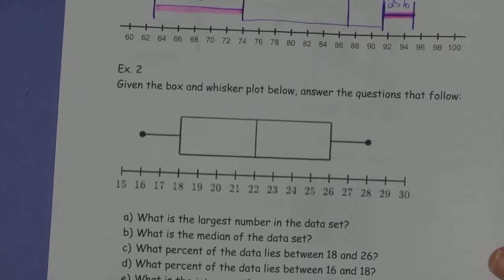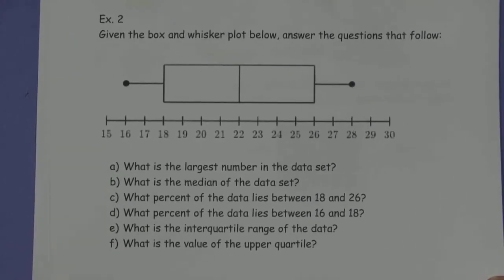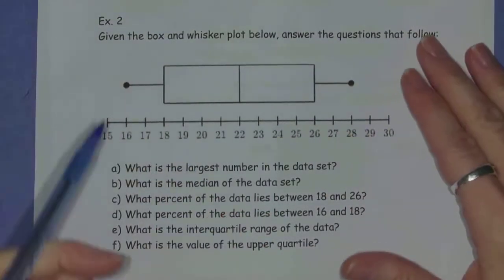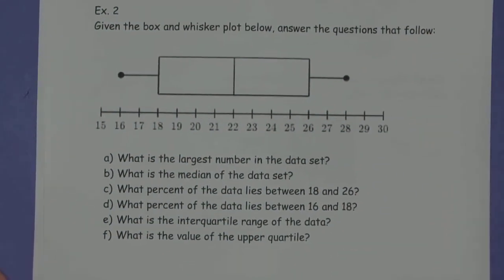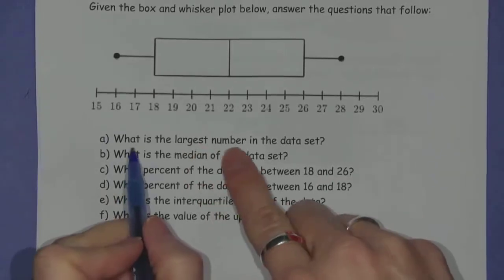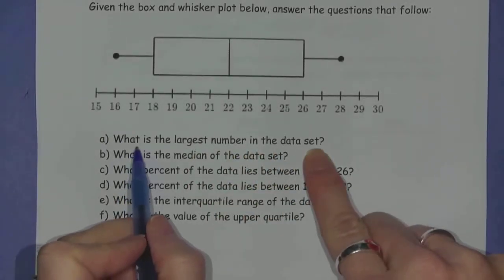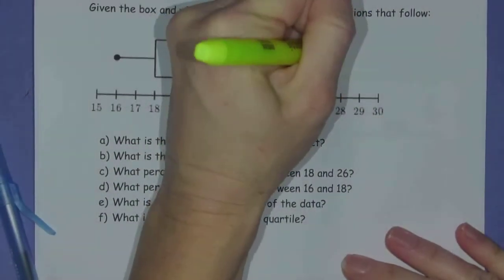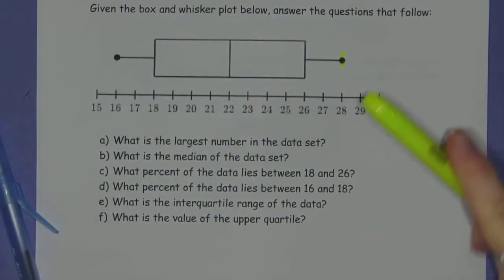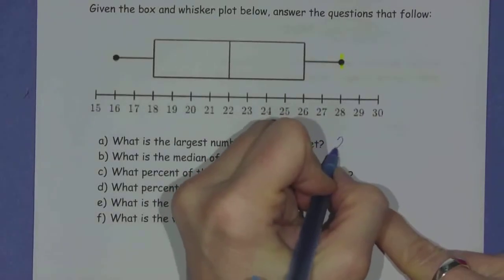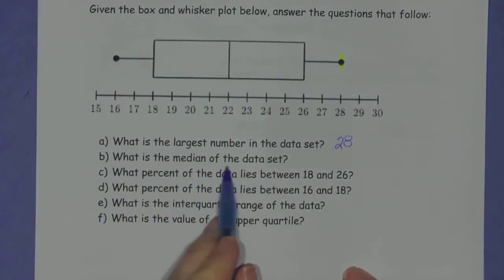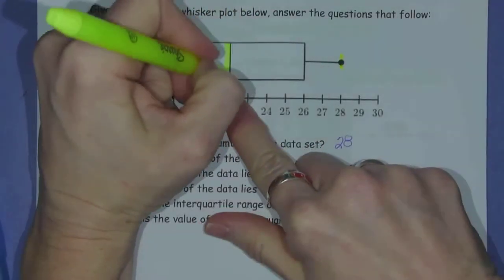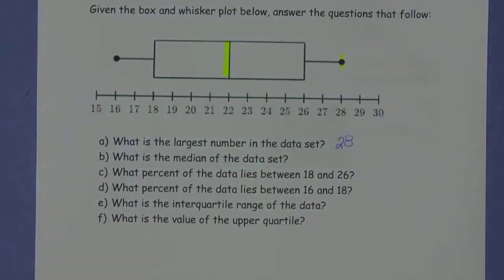Okay, let's go to example 2. Example 2 says, given the box and whisker plot below, so they've already drawn it for us, answer the questions that follow. What is the largest number in the data set? Well, I hope you're looking over here, and that hooks up with 28. What is the median of the data set? Well, I hope you're looking right here. That's 22.